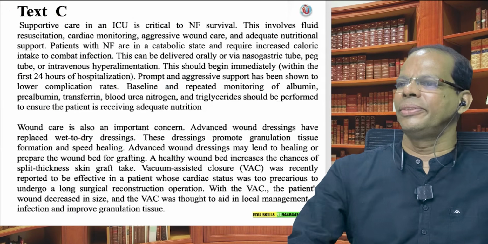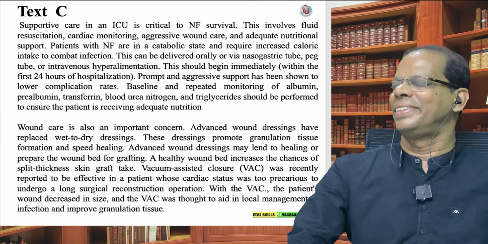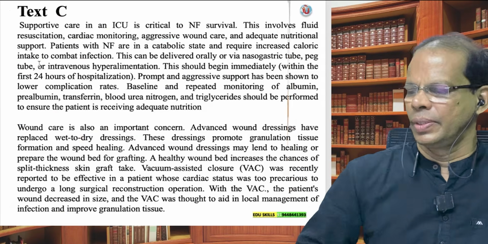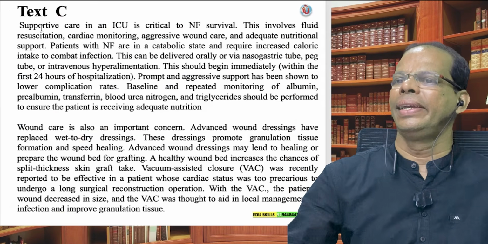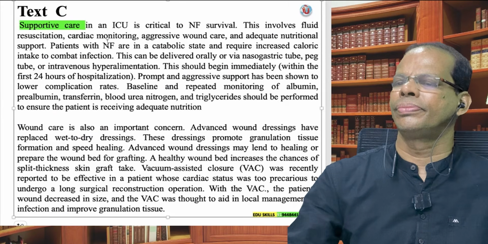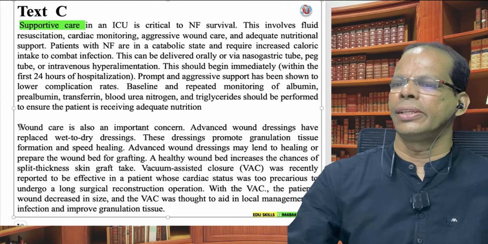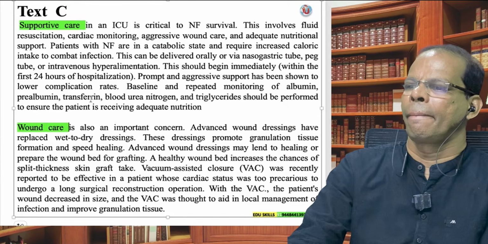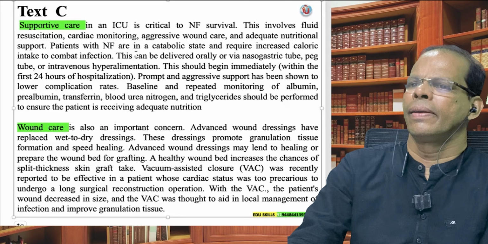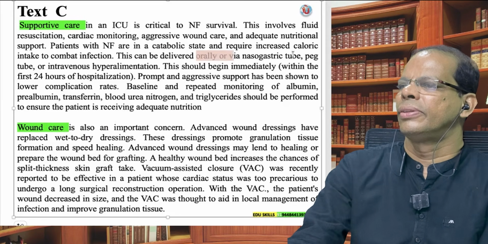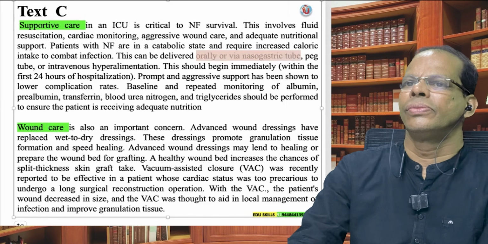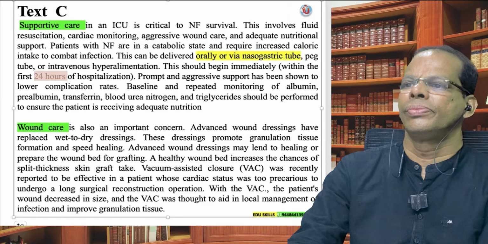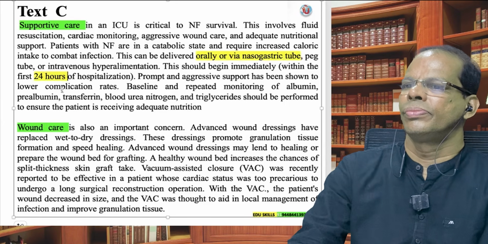Shall I give you one more task? Now skim this. What has to be highlighted? Supportive care. That's what we have taken as the heading, since there was no heading. Wound care, second paragraph. Here it's mentioned nasogastric tube. This can be delivered orally via nasogastric tube. 24 hours. Hospitalization. Adequate nutritional support.